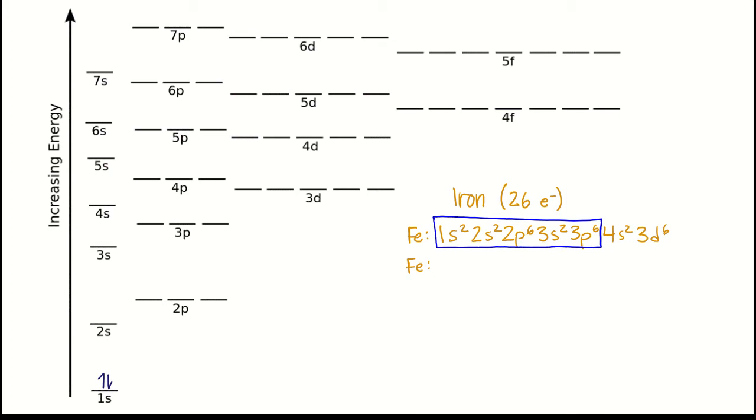The electron configuration for argon is 1s2 all the way through to 3p6. So the abbreviated form will be Ar in brackets, and then everything that does not fit inside after it, which would be 4s2, 3d6.